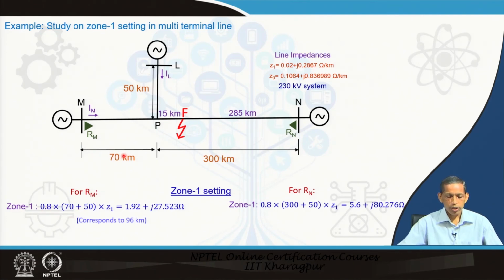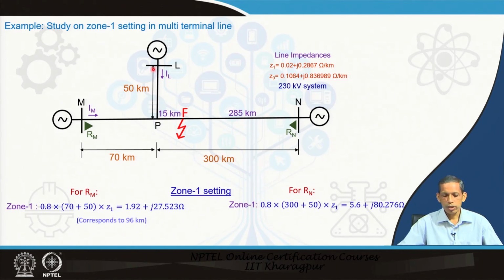So, this is 70 kilometer plus 50 kilometer, this 70 plus 50 is the shortest path. So, 70 plus 50, 120 kilometer, into the per kilometer positive sequence impedance. So, into 0.8, that is 80%. So, that gives us 1.92 plus j 27.523 ohm. So, this corresponds to 70 plus 50, 120 kilometer physical distance, 80% of that is 96 kilometer.